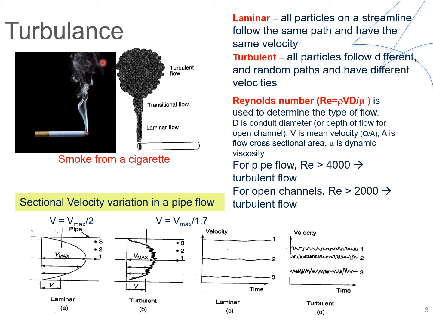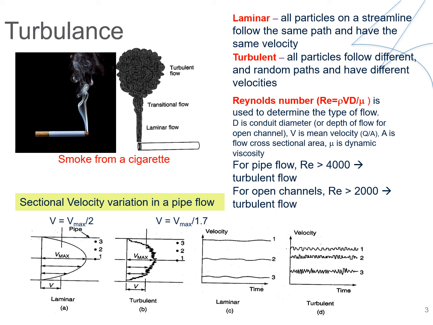So this flow is called turbulent flow, and the flow which seems to be streamlined is called laminar flow. So laminar flow is basically a flow in which the particles move in a streamline. They follow the same path and have the same velocity. So that's called the laminar flow. Whereas in turbulent flow, all particles follow different and random paths and have different velocities.